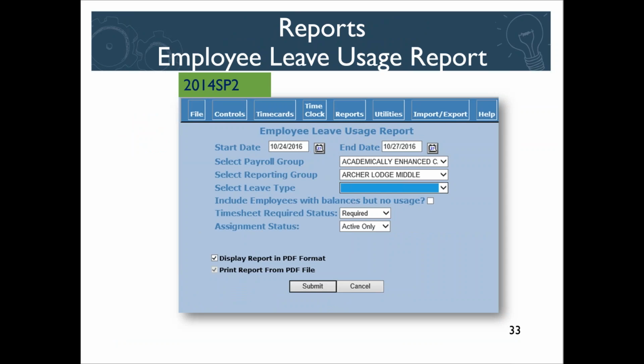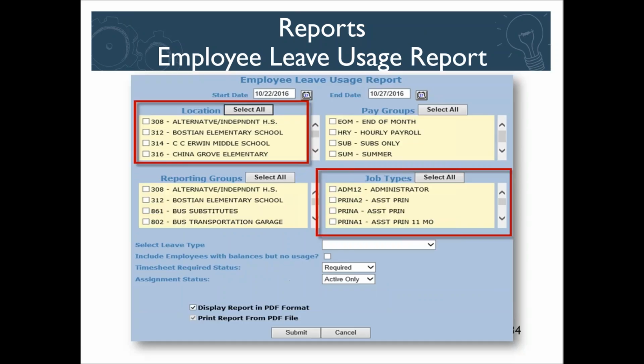Under your reports, we've done a major change on the criteria screen for the employee leave usage report. This is what it looked like in the 2014 version of TACS. And here's what it looks like in the 2017 version of TACS. We've enhanced it to allow the user to select multiple locations, pay groups, reporting groups, and job types. Previously, the user was only able to select one pay group or one reporting group at a time.